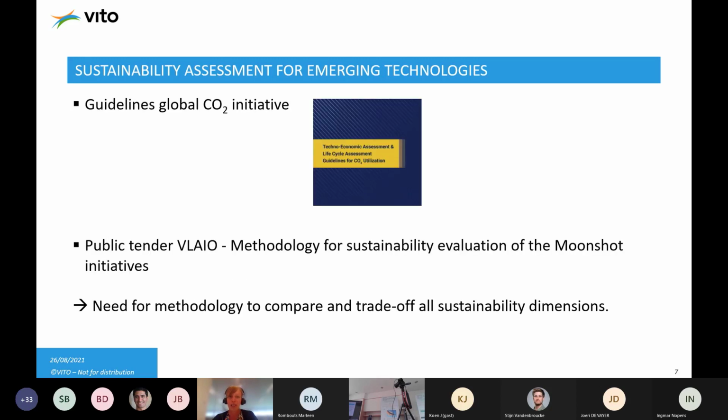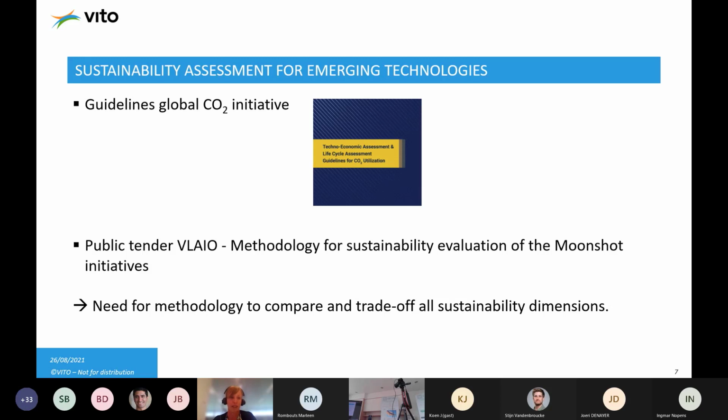And you also see that more and more experts see the need for such guidance at low TRL level, and the fact that there is still a lot of flexibility in the methodologies, and so they start to develop guidelines to make them more harmonized. I think the researchers working on CCU might have already heard about the initiative of the Global CO2 Initiative. They are working on guidelines for TEA and LCA for CO2 utilization. And at the moment, one of the things that they are working on is also the integration of both.